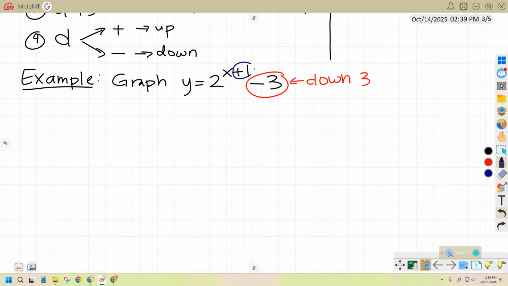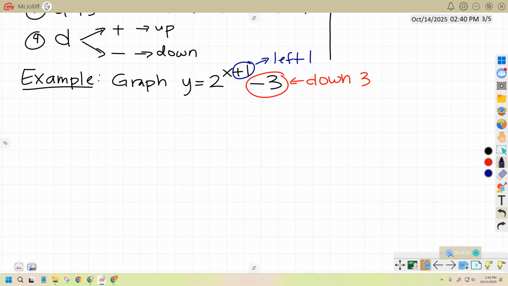Perfect. Yes, very good. Perfect. Changes sign, so positive is left, negative is right, opposite of what we think. Good. So we are picking up our parent function 2 to the x. We are shifting it left 1 and down 3.